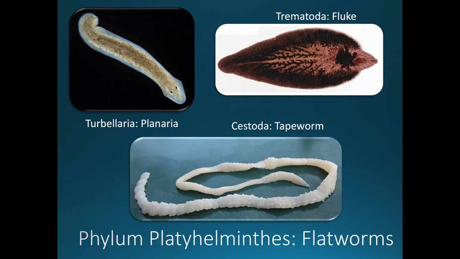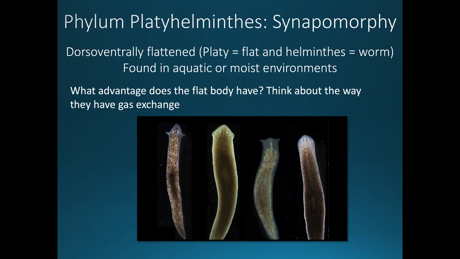Now let's go to the Phylum Platyhelminthes. And we're going to talk about three types here: the flukes, the planaria, and the tapeworms. These are commonly referred to as the flatworms. The name Platyhelminthes means flatworm. Platy means flat, and helminthes means worm. They're found in aquatic or moist environments. So if you remember, what advantage might this flat body have for members of the Platyhelminthes?